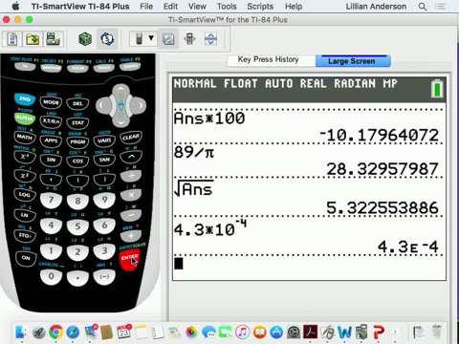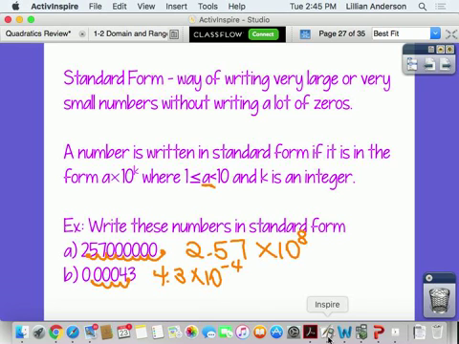Yes? Are we allowed to use E instead of 10? You want to make sure you use the particular notation because it's going to ask you to write it in that form. So you definitely want to make sure you write it in that form. That's a good question. Okay? So there you go. Standard form, aka scientific notation.